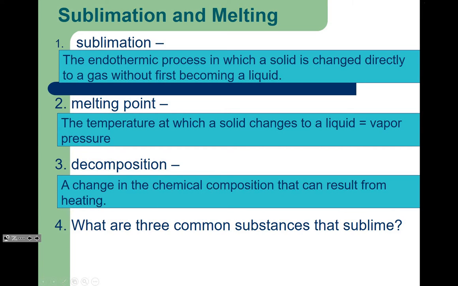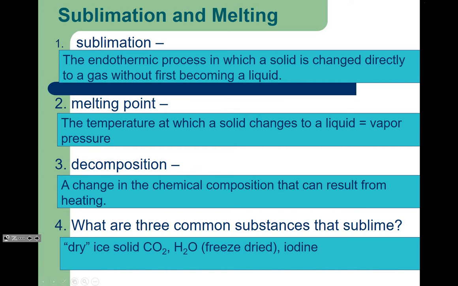And then what substances are common? That's sublime, going directly from a solid to a gas. The one that you're most common with is dry ice, but water actually does that too. If you get to a low enough pressure, it will sublime. You've heard of freeze-dried foods, right? Ever had freeze-dried ice cream? Okay? Iodine also does that. If you take some iodine crystals in a container and just put it in your hands, it will warm it enough that it will go straight from a solid to a purplish vapor, which is pretty cool.